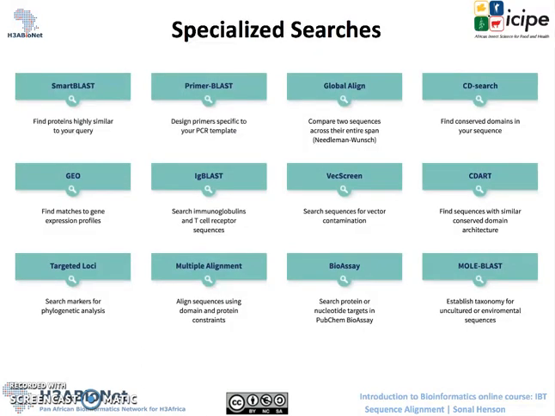In addition to the flavors of BLAST I just pointed out, NCBI offers these specialized searches. For example, you can use Primer-BLAST to design primers to a template. CD Search allows you to look for conserved domains in your sequence. Using VecScreen, you can search for vector contamination. So please feel free to explore these in your own time.